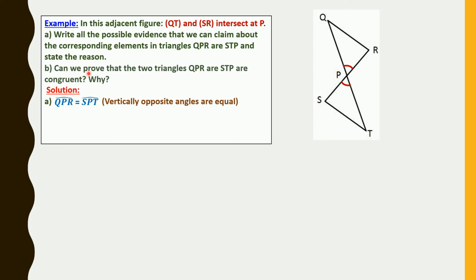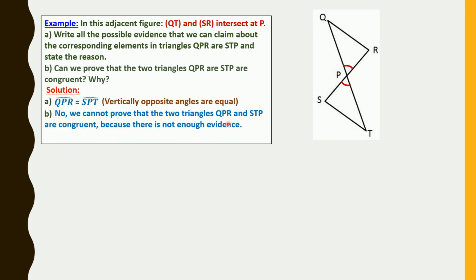Now, question B: can we prove that the two triangles QPR and STP are congruent? Why? Here I was only able to claim one evidence. But in fact, to prove that two triangles are congruent, I need at least three evidence. So of course I cannot prove that these two triangles are congruent because there's not enough evidence. So B: no, we cannot prove that the two triangles QPR and STP are congruent because there is not enough evidence. Only one evidence can be claimed while we need three.